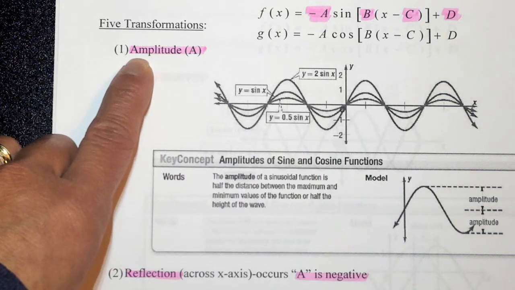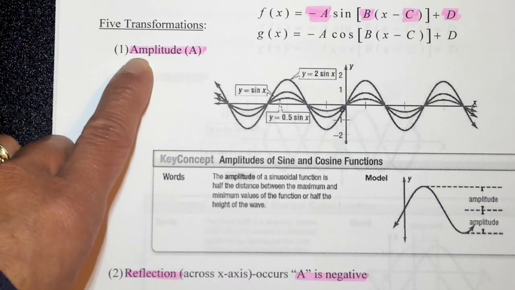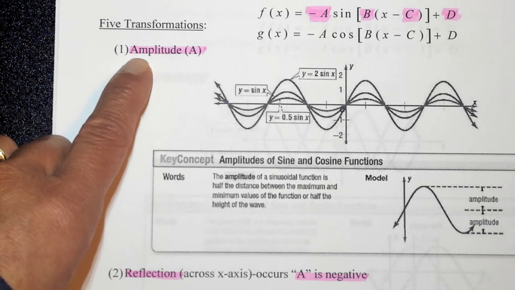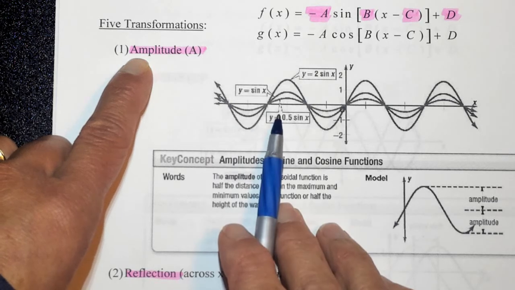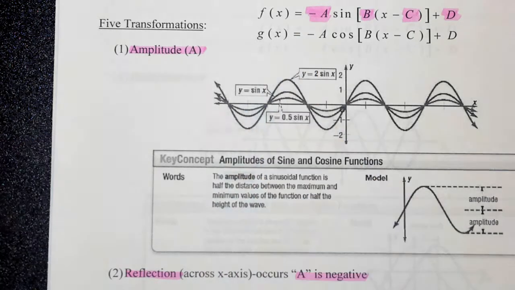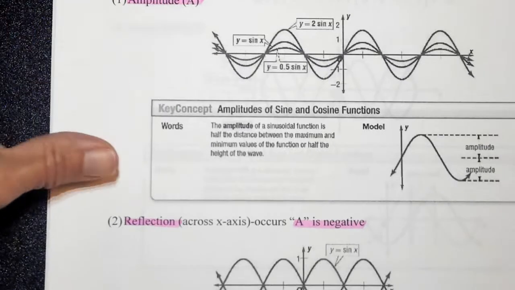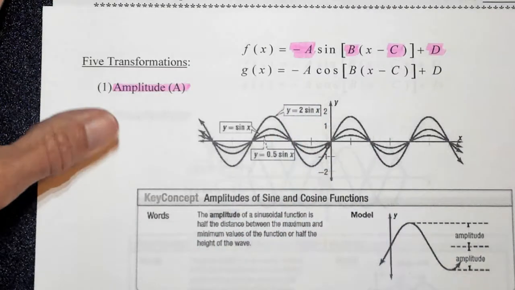And basically, it is the height of the graph, how high or how low the graph goes above or below the baseline, or in this case, the x-axis. Okay, so that's a key piece. Then if you notice, there's a negative in front.